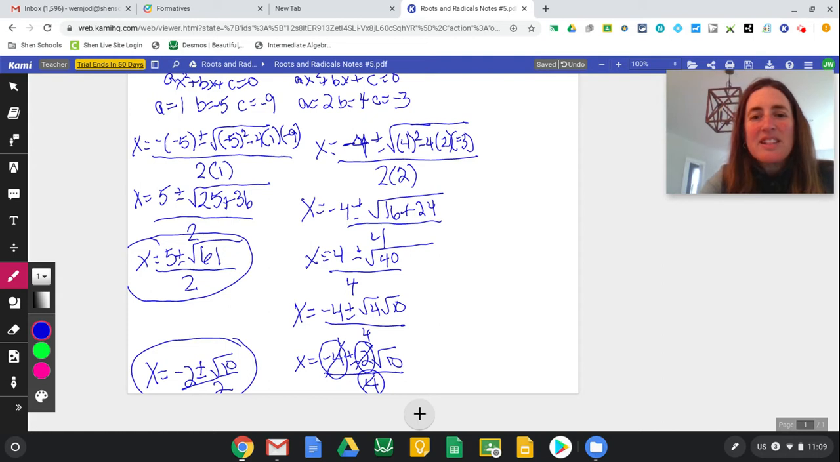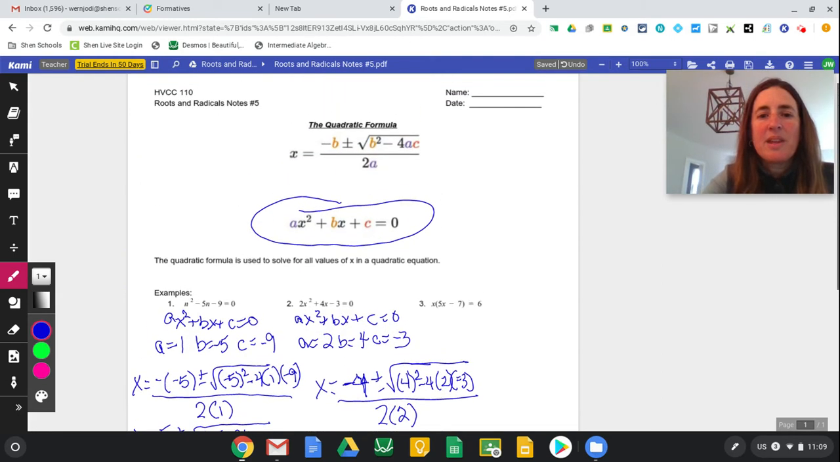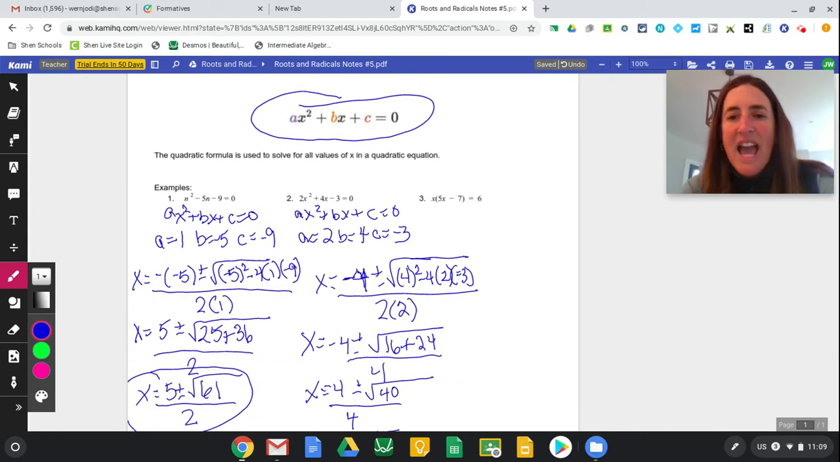Let's look at our last example over here. Can I get back up there? There we go. Okay, so on the last example, there's a problem.